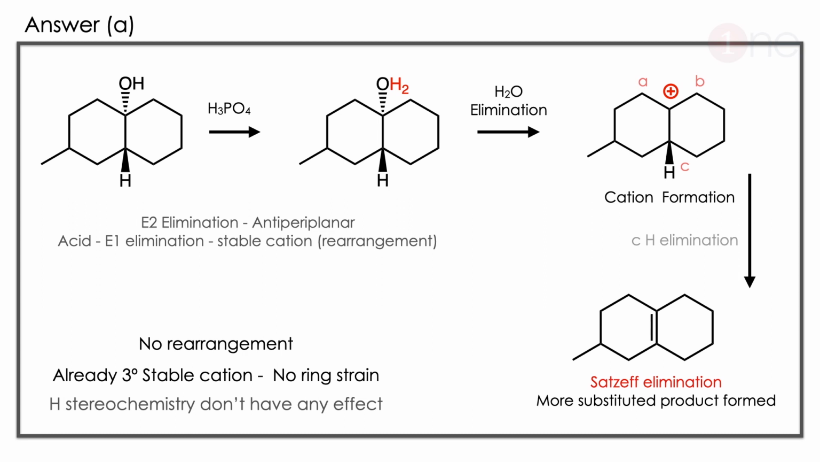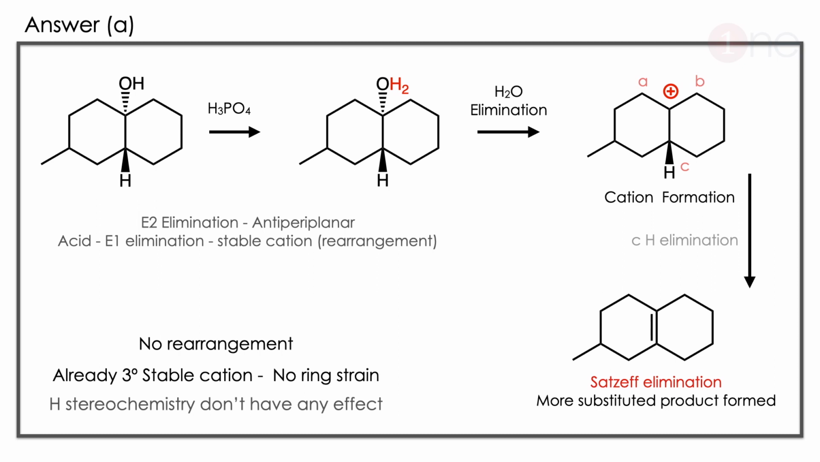Here you should know that always the Saytzeff product is formed. Since we are not using any strong base or acid, the only possibility is Saytzeff elimination, which gives the more substituted product. Here you should know that no rearrangement occurs. Why? Because the cation is already a tertiary cation and there is no ring strain. There is nothing, no rearrangement, so only a 6-member ring.